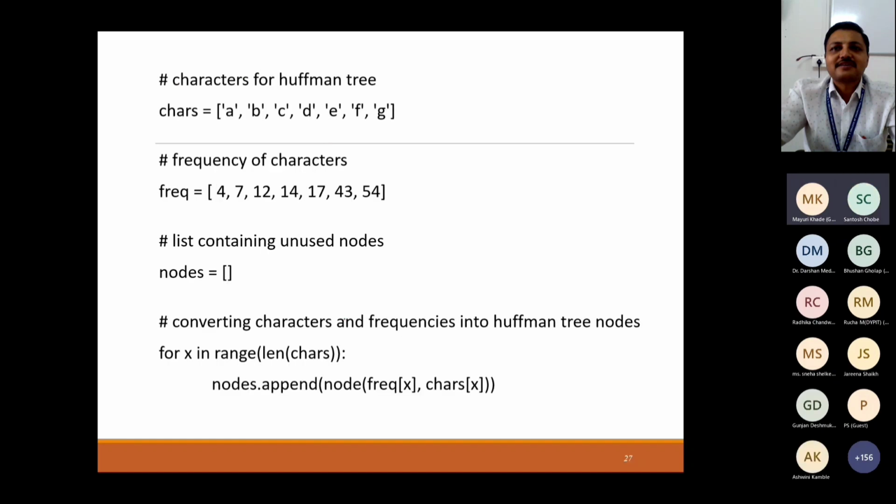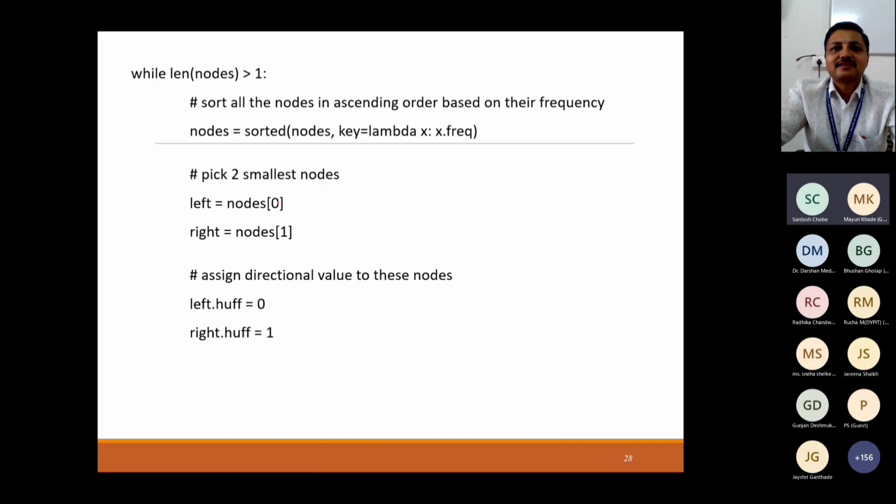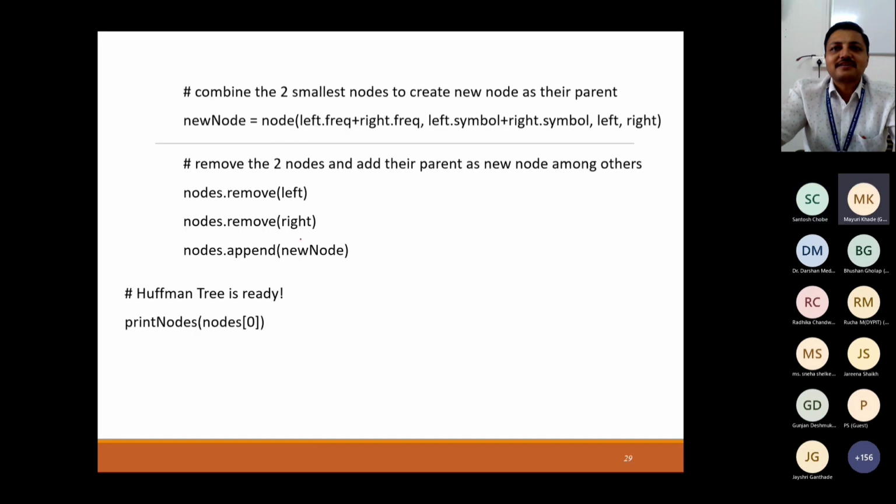Here I have taken the messages with their respective frequencies. The same example I have taken in the program also. And then we have sorted them here. As we know that they are in sorted order, I'll always pick up the first two nodes and merge them together. And finally, I'll print the node. This is how the Huffman code works.